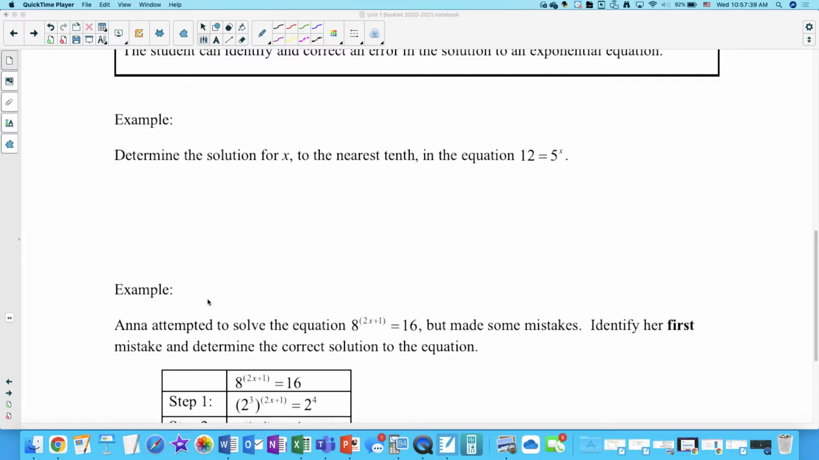Up to this point, we have learned one way of solving an exponential equation, which is to change bases. Problem is that only works some of the time. It only works when you can find a base that will work for both sides, right? So we have other ways of solving as well, and we're going to talk about one of those today.